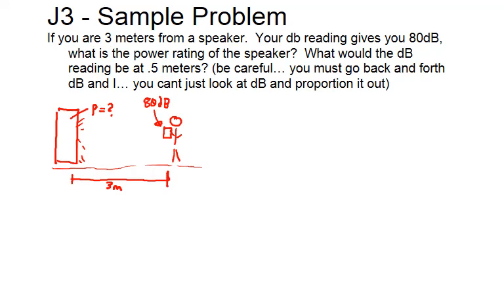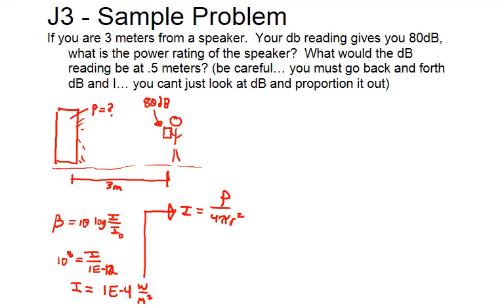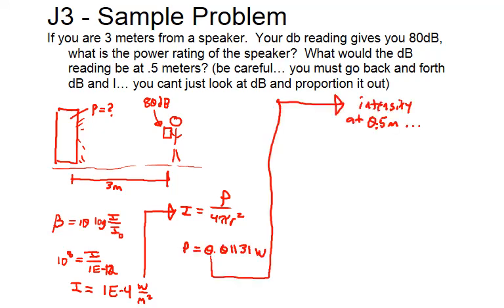All right, so 80 decibels. We divide both sides by 10, 80 divided by 10, and take 10 to the 8th power, cross multiply, so that's the intensity. We can calculate now the power, so you should have gotten 0.01131 watts as the power of the speaker. Now what I want you to do is figure out the intensity at 0.5 meters. So go ahead and pause the clip and calculate that out, and then we'll compare it to the other one.